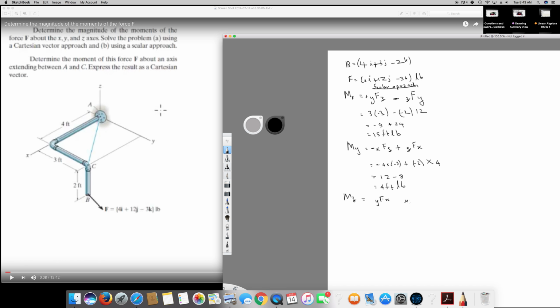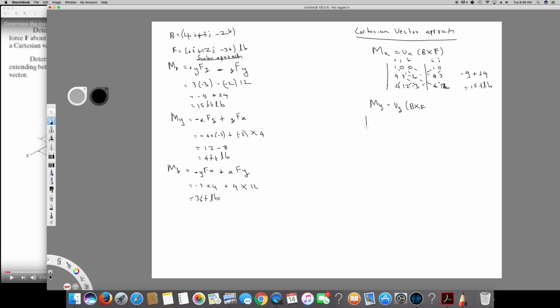So we can use the same thing for My. My is going to be uy, the unit vector y, and b cross f. So it's going to be 0 1 0. The others are going to be the same thing, 4 3 minus 2, 4 12 minus 3, and I have to copy i j again to cross this.